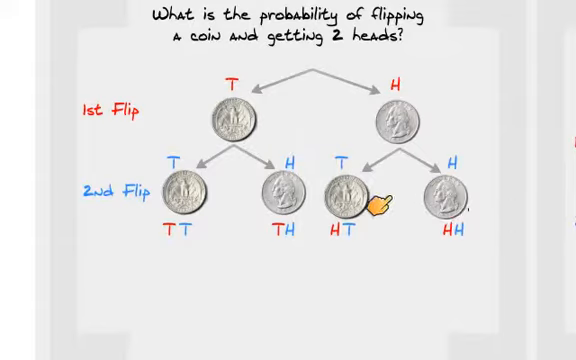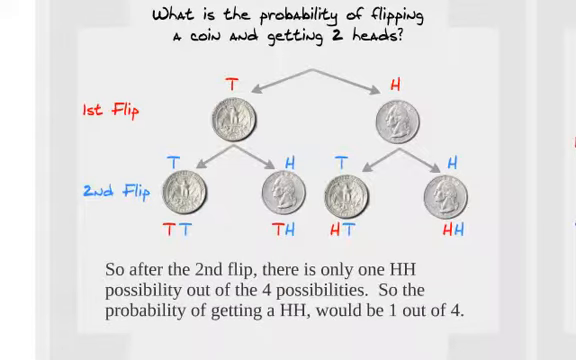And then here, these are the outcomes. So there's 1, 2, 3, 4 possible outcomes. How many of them are heads, heads? Well, there's only one of them. One option out of 4 is heads, heads. So the probability would be getting 1 out of 4.